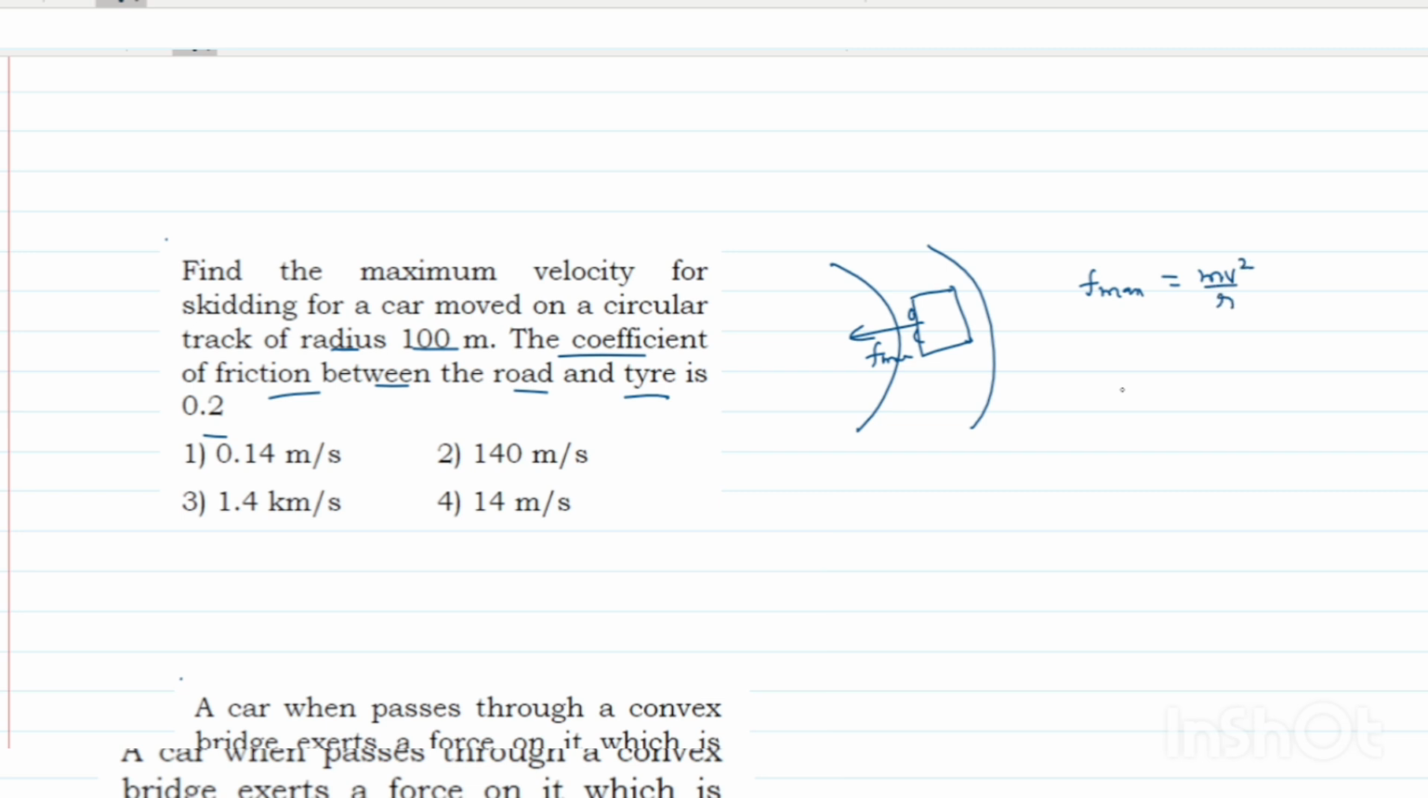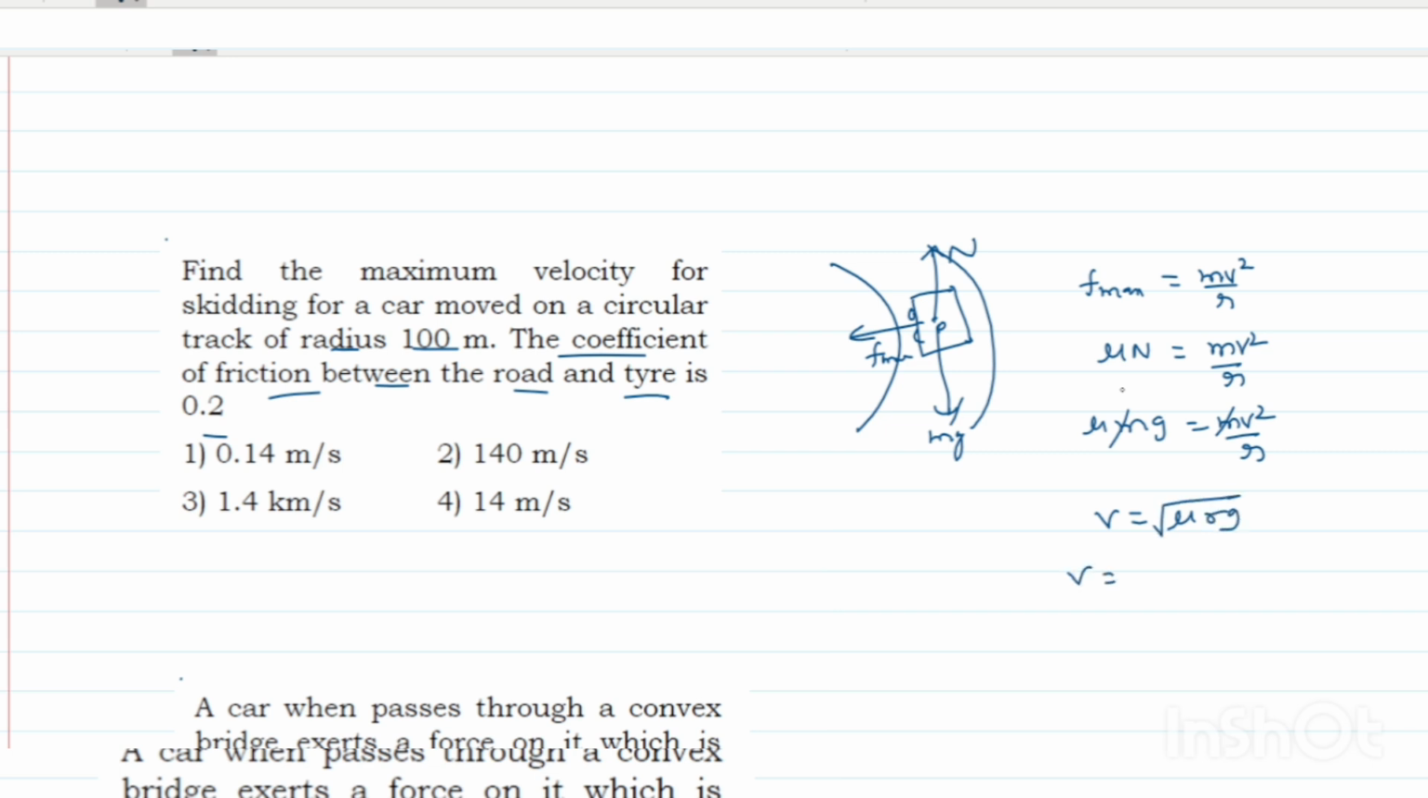Then the static frictional force F will be equal to mu into N. Here, at the point of contact, the normal reaction acts upward and the weight of the body acts downward. So mu into N, that is mu into mg, will be equal to mv square by r. m gets cancelled. Then v is nothing but the square root of mu into r into g. So this is the formula, students.